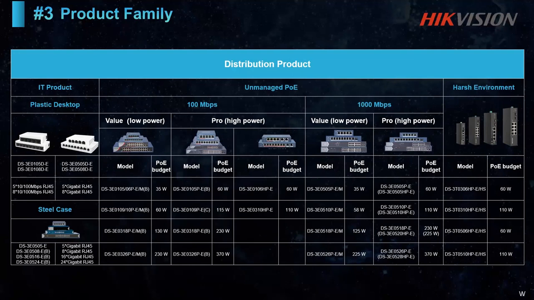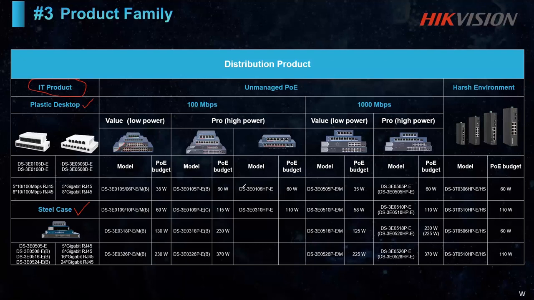We can see some of the switches that are in the distribution product lineup. On the left corner, you can see IT products. IT products means these products do not have PoE capability. That means these switches are non-PoE switches. In these IT products, there are two categories mainly: these plastic desktop switches as well as steel case switches. And we will talk about this in a more detailed manner at a later stage of this presentation.